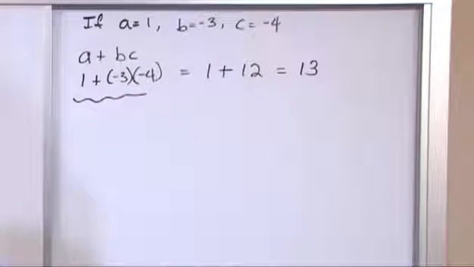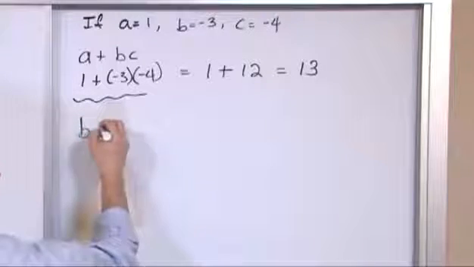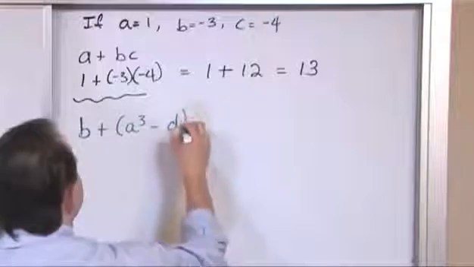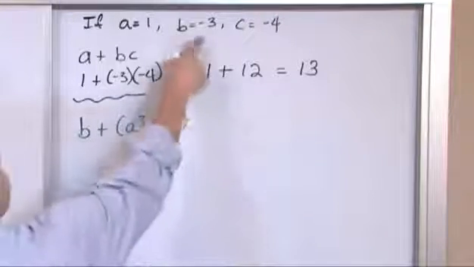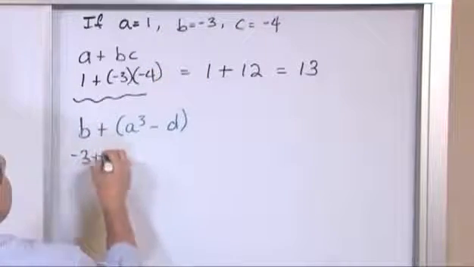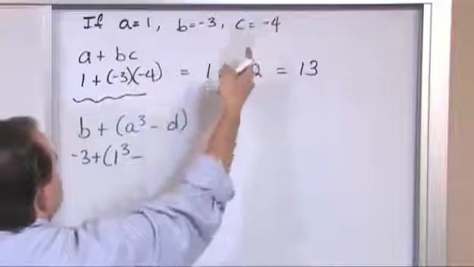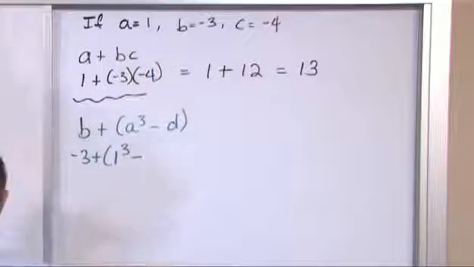Okay. What if we wanted to evaluate B plus A cubed minus D? We have to plug in what we know. We have negative 3 plus A cubed, which is 1 cubed, minus D. And I didn't even tell you what D is.